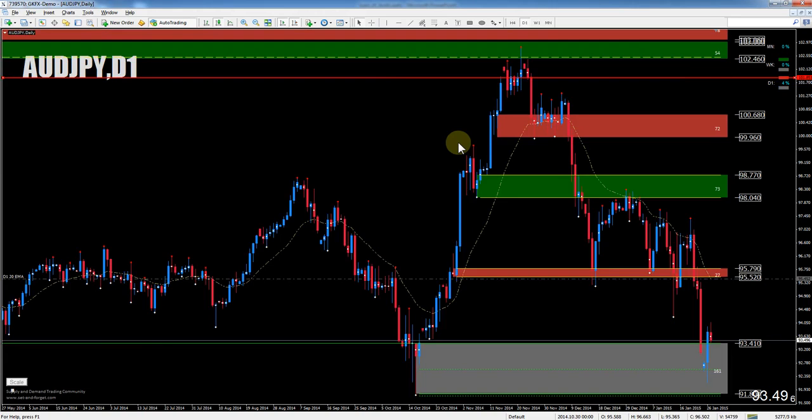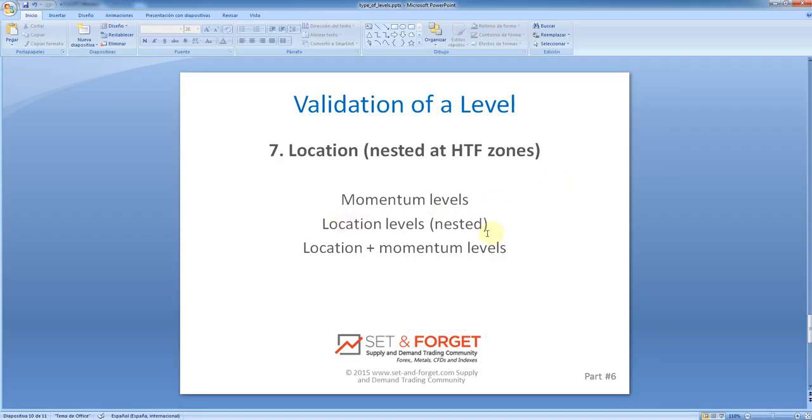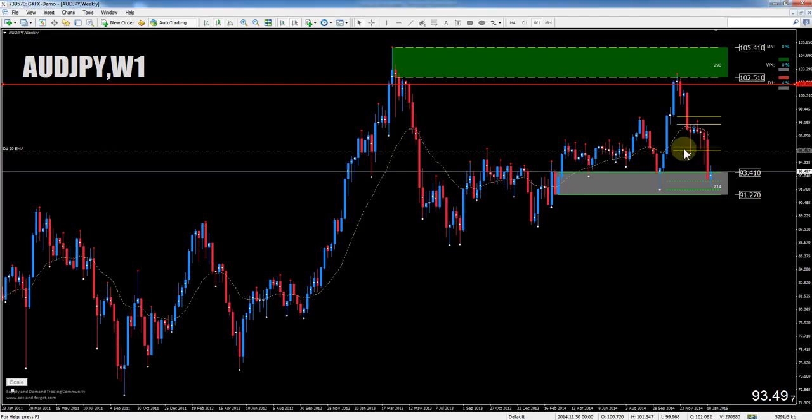When we look at the higher time frame area, on the weekly, for example, we'll see these levels are on the way up. They are not well located because they are out of nowhere. I mean, in the middle of nowhere, no man's land. So in order to have location type of levels, they are higher probability than the momentum type of levels because they have the confluence with the higher time frame area.